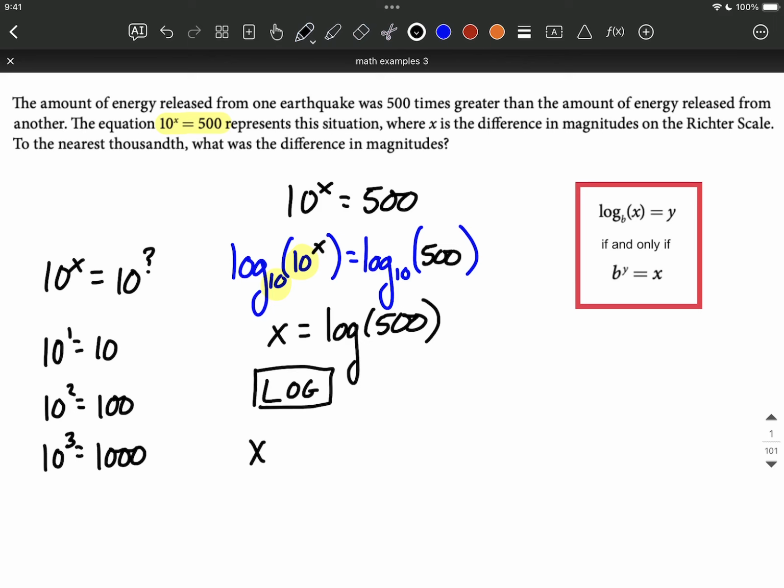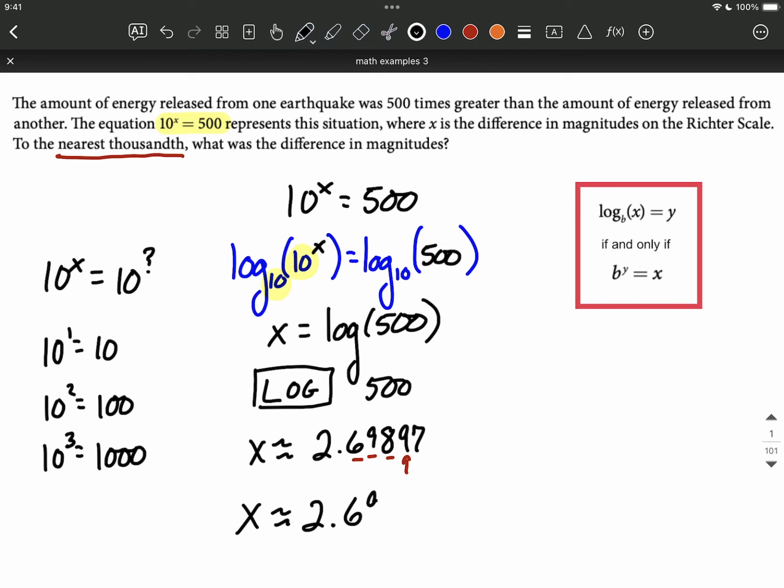So we can get our approximation here by doing log button and then 500, maybe close some parentheses and press enter. So I got 2.69897. We are asked to round this to the nearest thousandth. So we're going to go tenths, hundredths, thousandths place. We're really looking at this next digit to see if that's 5 or above. It is, so we're going to round our solution up to the nearest thousandth. So 2.699.